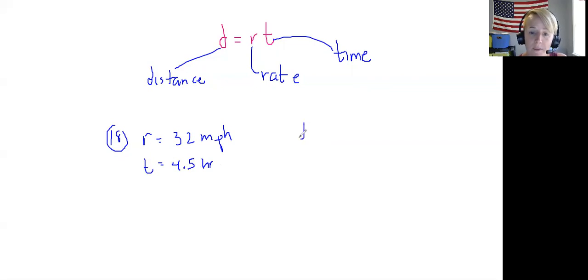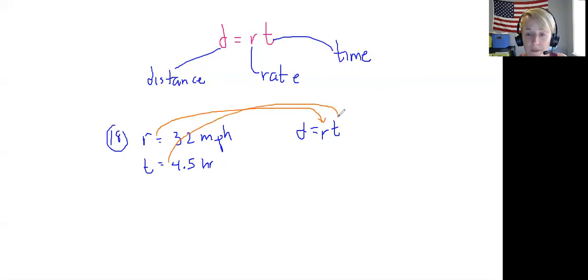So I need to copy down my formula, D equals R times T, and then just directly substitute in these values. So my R value is going to come here, my T value is going to come here, and then I can just solve and do my multiplication. D equals 32 miles per hour multiplied by 4.5 hours.